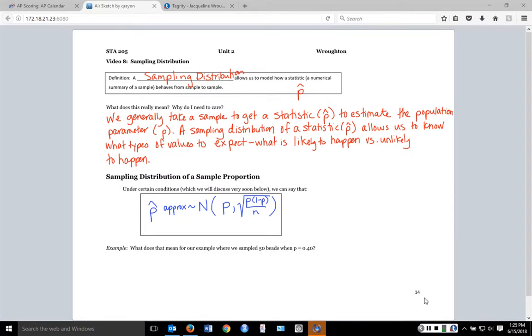As a little side note here, especially if you're looking in the book, or you might see this in future videos, some people will label something that's called Q. Q, if you see it, is just the same thing as 1 minus p. So what you see here, some people may write as the square root of p times q over n.